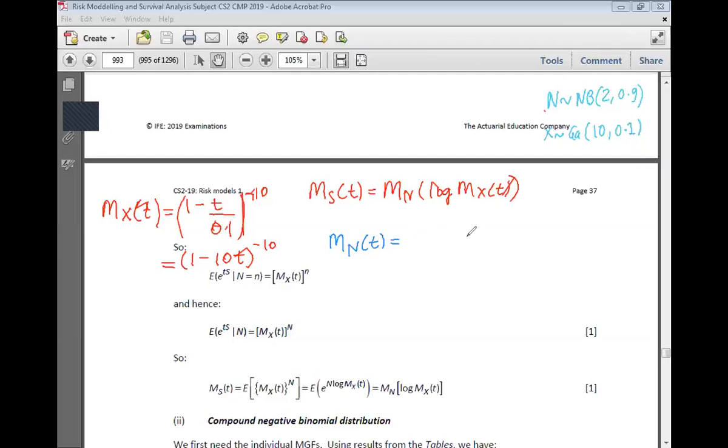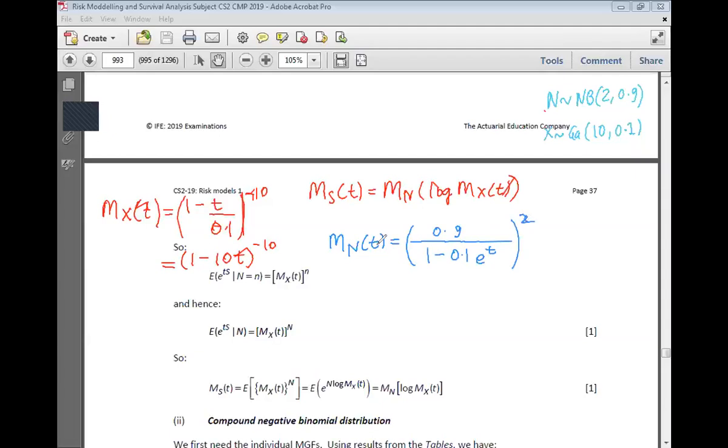Don't dictate to me what's there in the books, but use these values and tell me what I should write here. So it will be 0.9 upon 1 minus 0.1 into e raised to t, the whole raised to 2. Right? Okay. So now what do I have to do?